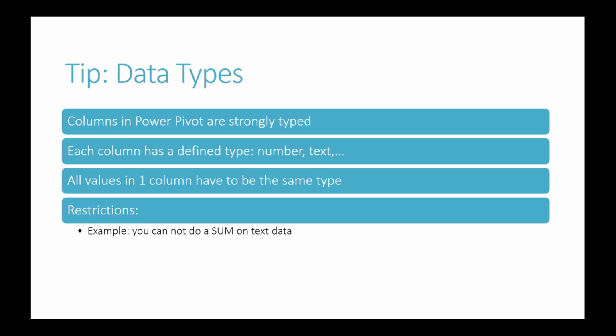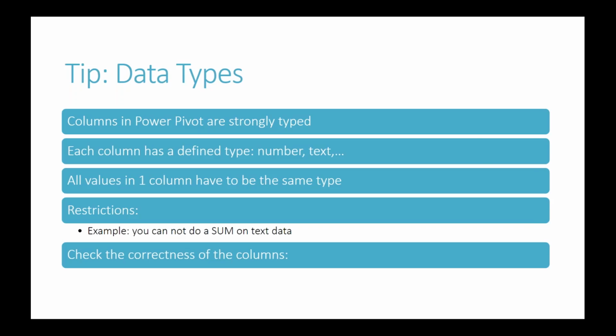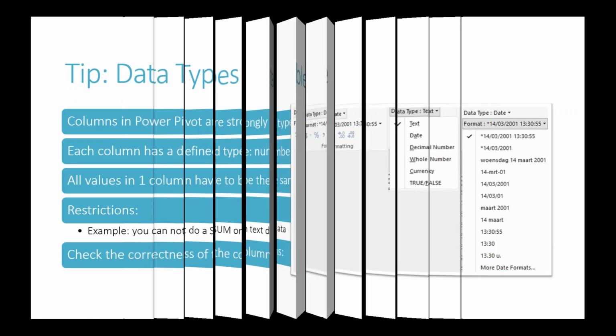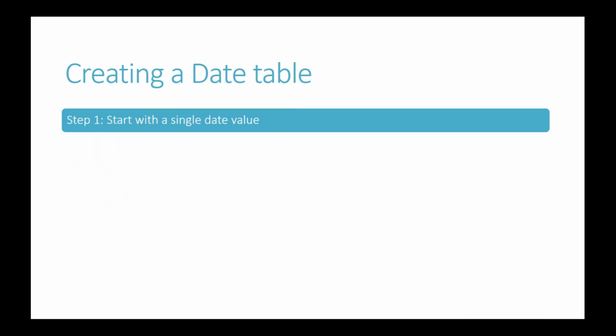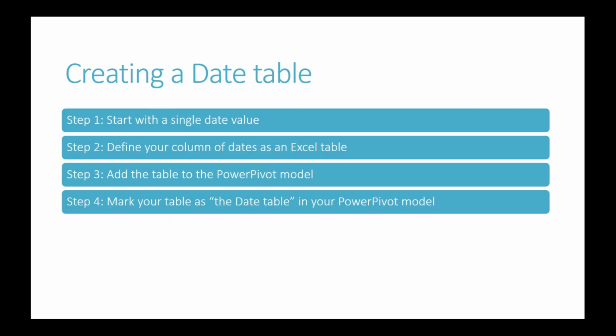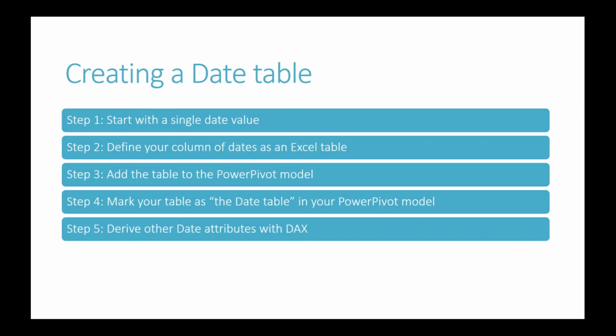There are some restrictions. We cannot do a sum on text data, so make sure that your decimal fields from NAV are recognized as decimal in Power Pivot, and check the correctness of your columns and change the format if you want to. You can do it here in Power Pivot, or you can override that maybe in a later step. Creating a date table, I also summarized the steps in here. Started with one date, added more dates, added it to the data model, marked as a date table, and then derived the other fields using DAX.